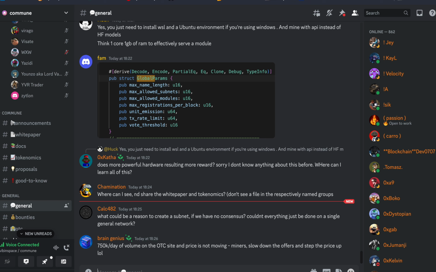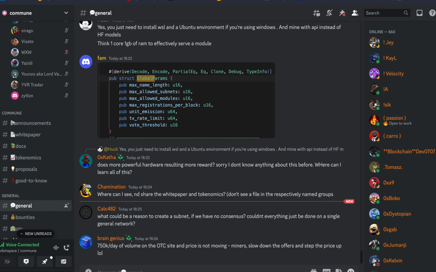750K a day volume, OTCs and price still not moving. Miners slow down the offers and step the price up. Sure. Yeah, I try not to look at the price because I'm mostly building, so I try not to let that distract me, or Twitter.